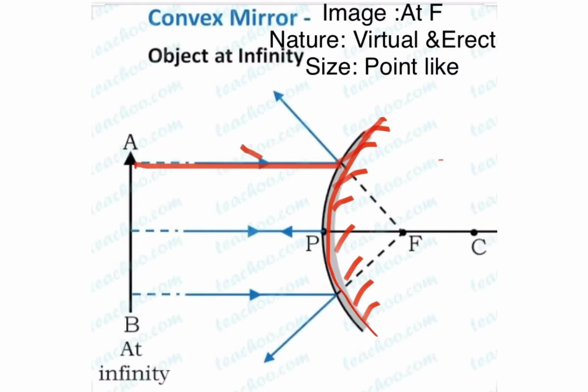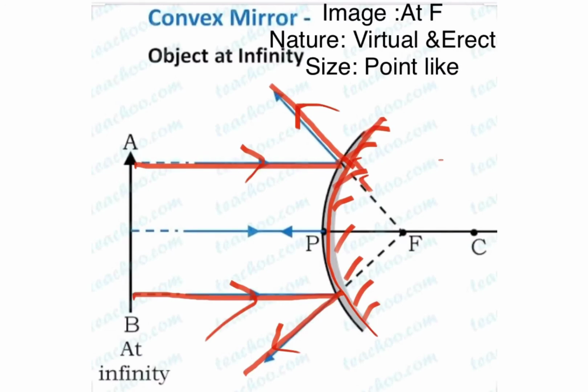Now we'll consider the first ray which is parallel to the principal axis. You know that this ray is parallel to the principal axis and after reflection it is getting reflected this way. Now consider another ray which is parallel to the principal axis. This is the ray which is parallel to the principal axis and it is getting reflected this way. Now these reflected rays cannot meet.